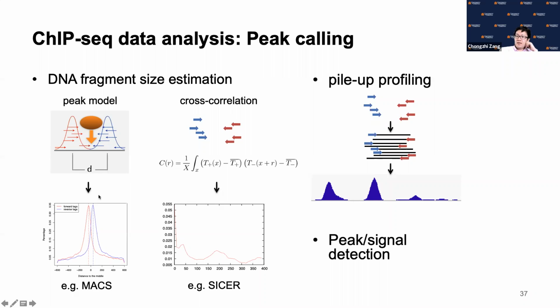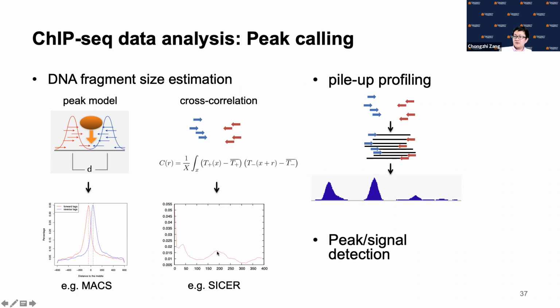So this model is very powerful in estimating the DNA fragment size, especially for transcription factor ChIP-seq data. But for histone modification ChIP-seq data, it's not that easy to find a very sharp signal to form this peak model. Instead, one can calculate the cross correlation between all the forward strand reads signal and all the reverse strand reads signal.